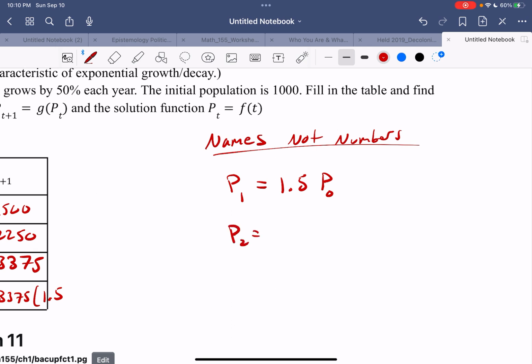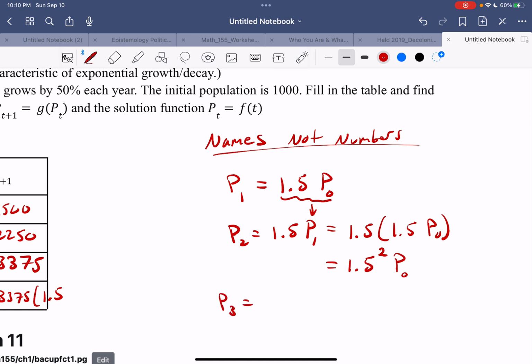How do I find the population in the second year? Well, I take the population in the first year and multiply it by 1.5. But wait a second, here's the population in the first year. Let's plug it in. So I have 1.5 times 1.5 P naught, which, just to emphasize the pattern that's showing up, is 1.5 squared P naught. How about in the third year? Well, it's 1.5 times the population in the second year. Plug it in, and that's 1.5 times 1.5 squared, which is 1.5 cubed times the initial population.